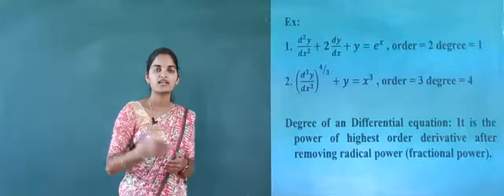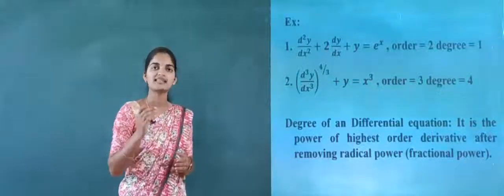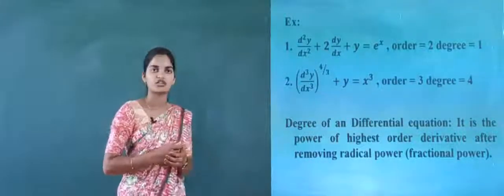Powers like 4 by 3 or 1 by 2 are radical powers. Whatever power remains after removing the radical power, that we will take as the degree of a differential equation.